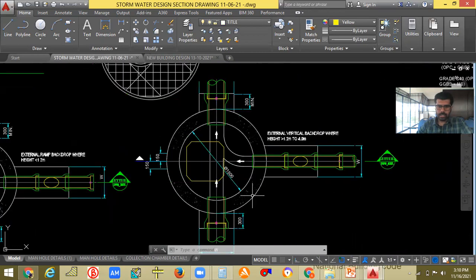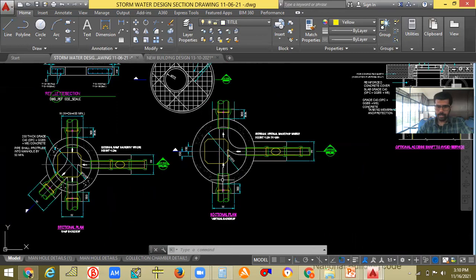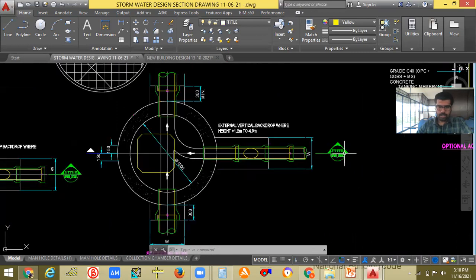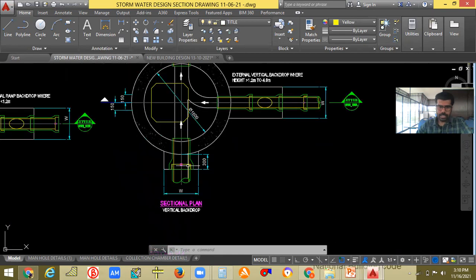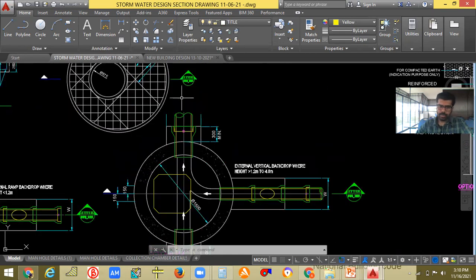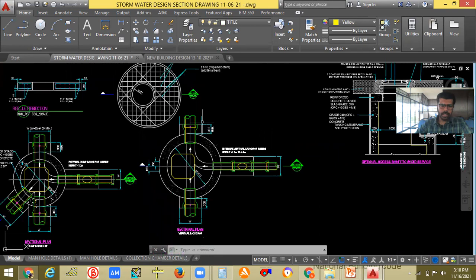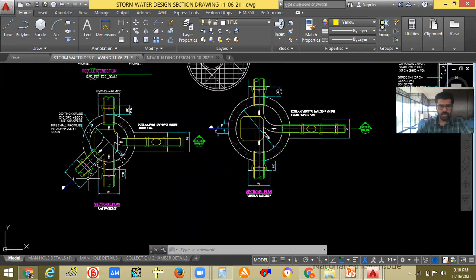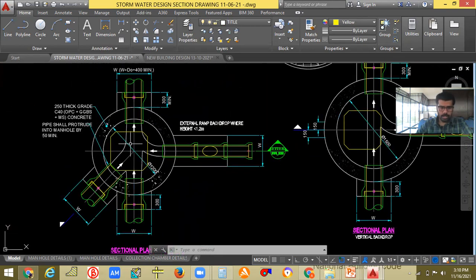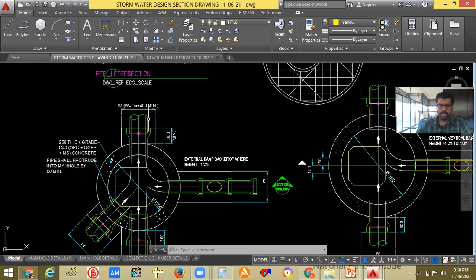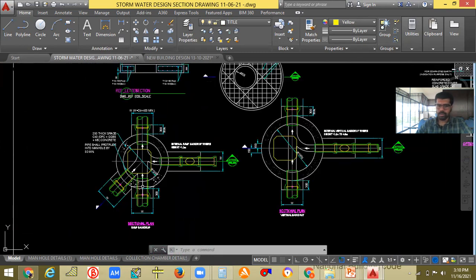You can see here, this is the way that will be coming. So this is the inlet, and it can go through like this. It can be connected from this side, and it can be connected from this side, and it can go through this side also. So it can have a connection like this also, towards this side. Understood? So this is the plan view of the manhole.